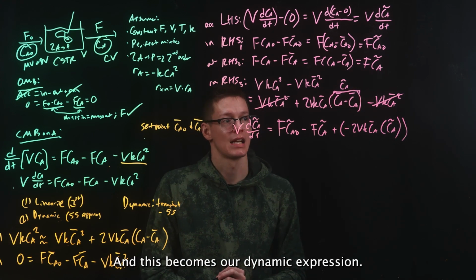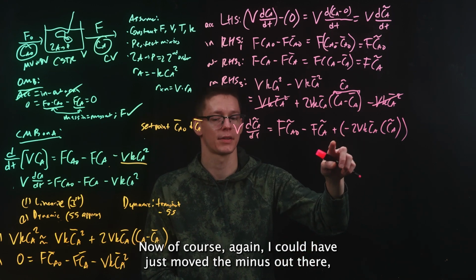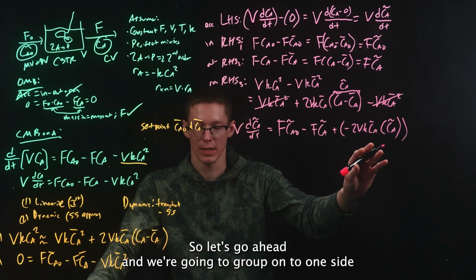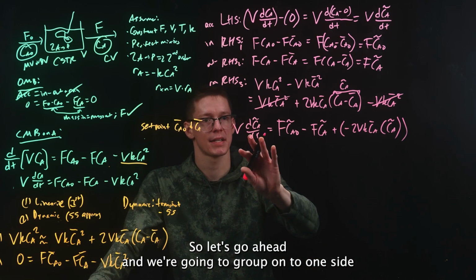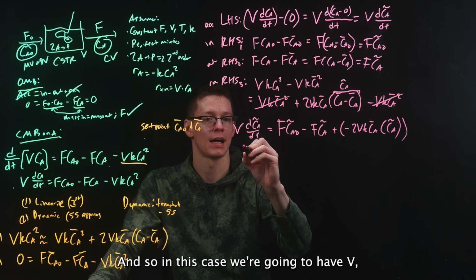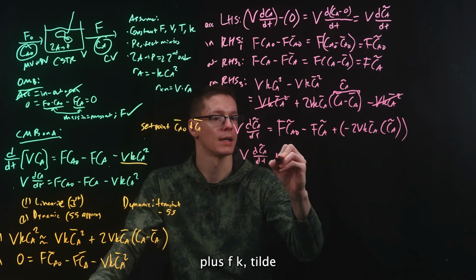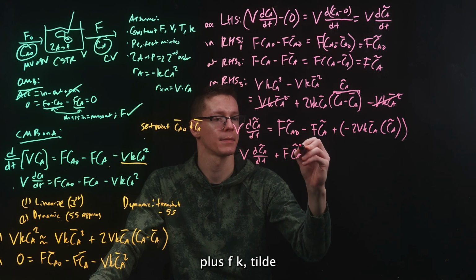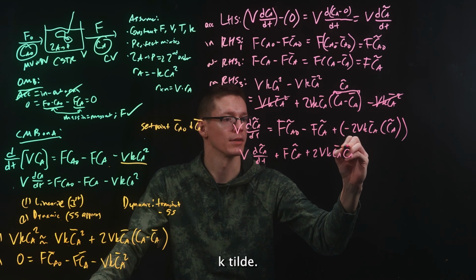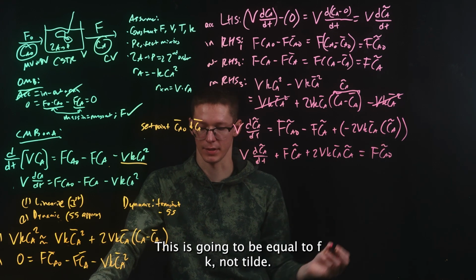And this becomes our dynamic expression. Now, of course, again, I could have just moved the minus out there, but either way, we yield the expression of interest that we would like. So let's go ahead and group onto one side our CAs and onto the other side our CA naughts. And so in this case, we're going to have V dCA/dt plus F CA tilde plus 2 VK CA tilde. This is going to be equal to F CA naught tilde.